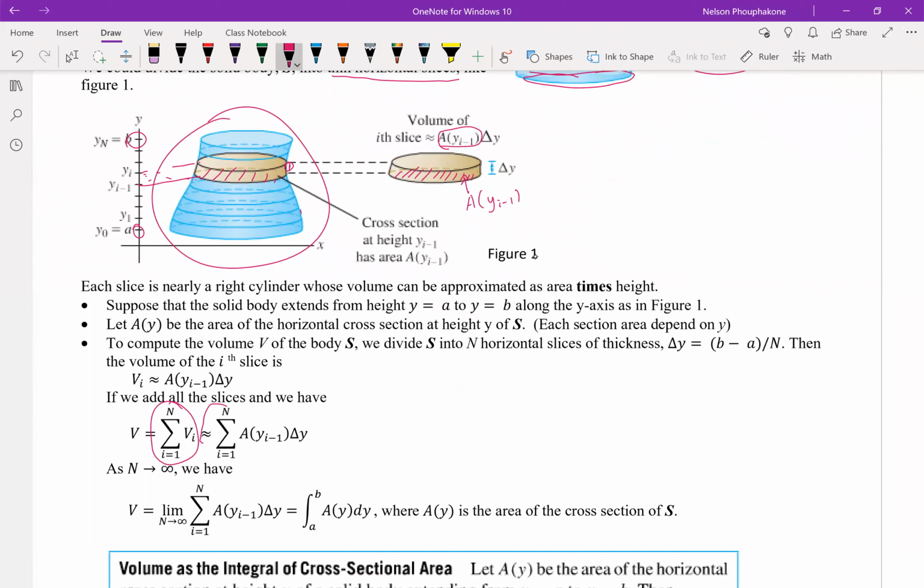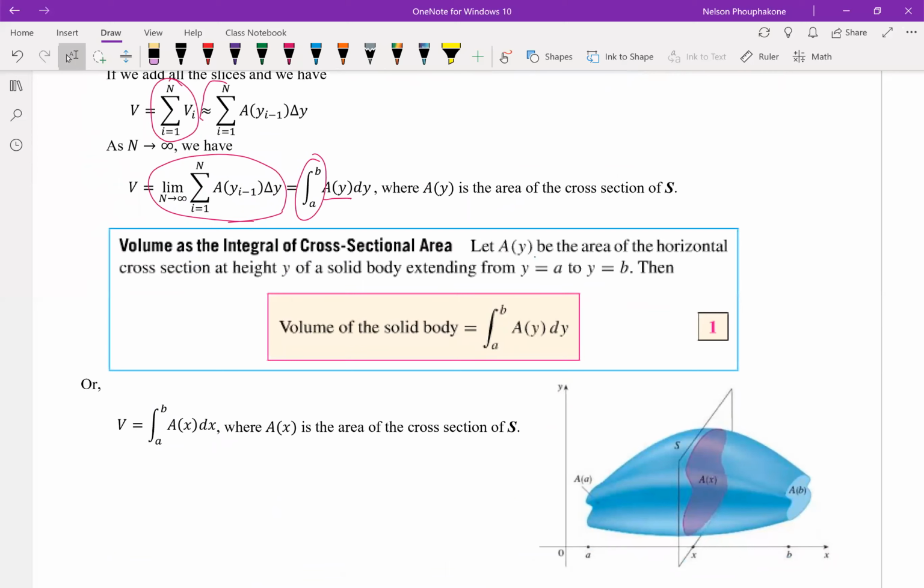If n goes to infinity, meaning delta y is getting closer and closer to 0, then this is kind of like the idea we have in section 5. So we could take the integration from a to b of A of y dy. What is A of y? A of y is the area of the cross sections. This is the idea about this section right here: the volume is the integral of the cross-section area.